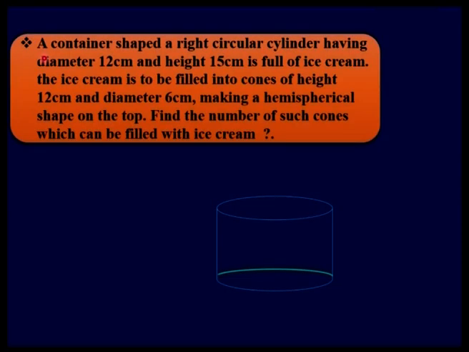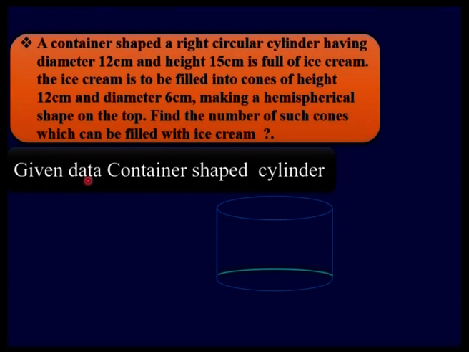Now, children, see one more question. A container shaped like a right circular cylinder, having a diameter of 12 centimeter and a height of 15 centimeter, is full of ice cream. The ice cream is to be filled into cones of height 12 centimeter and diameter 6 centimeter, making a hemispherical shape on the top. Find the number of such cones which can be filled with the ice cream.